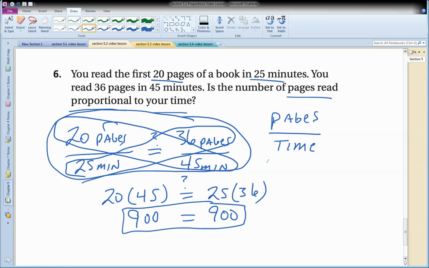Okay, so that is section 5.2. Hopefully you will become comfortable manipulating proportions and using the cross products property. You'll get a lot of practice.